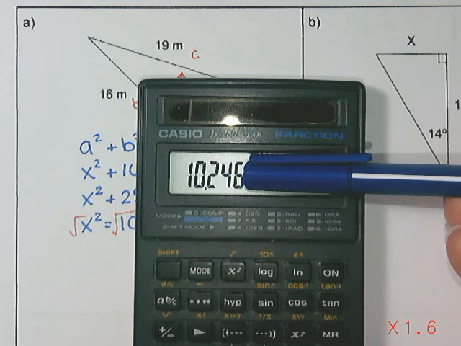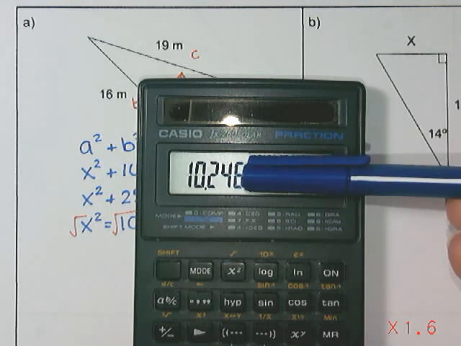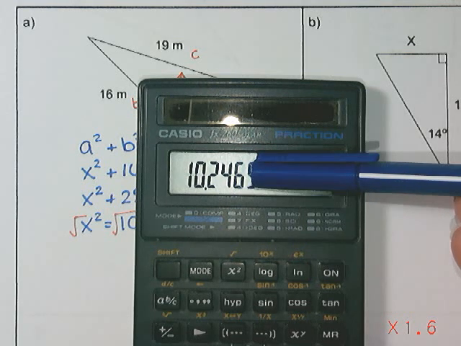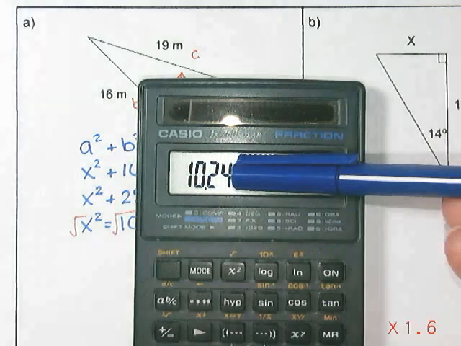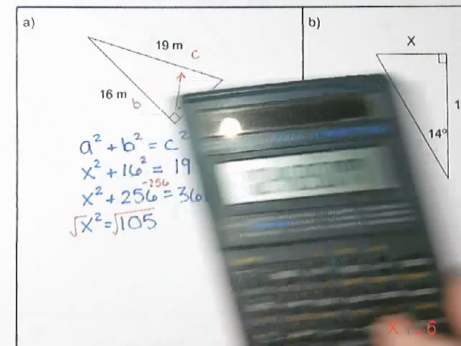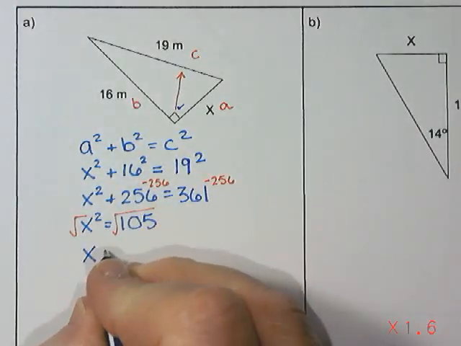If it is a 0, 1, 2, 3, or 4, I will leave it as 10.24. If this number is a 5, 6, 7, 8, or 9, I will round that up to 0.25. So this is a 6, so I'm going to round that up to 0.25. So that's going to be 10.25.